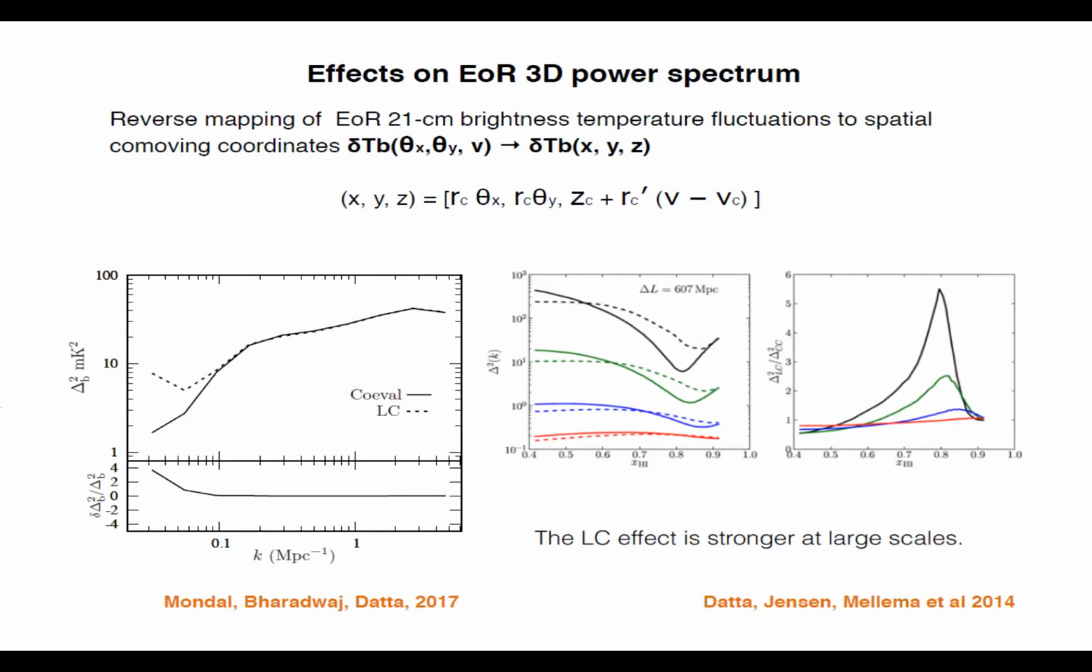In the right panel, we see the light cone effect as a function of the global average neutral fraction. And you see that this dashed line is the light cone power spectrum, and this solid line is the no light cone, the coeval box power spectrum. Here we have used a bigger box, a 607 megaparsec box, and we see the boost can be a factor of 5-6. So that's huge, and one cannot ignore this effect.